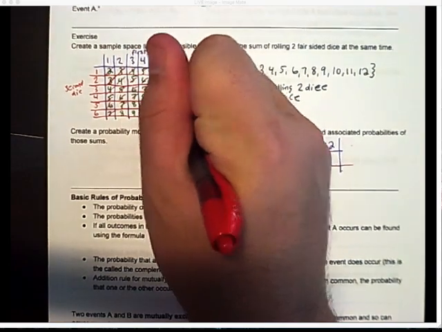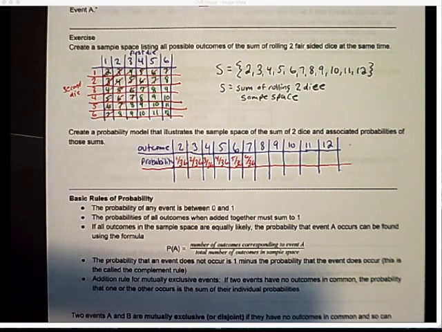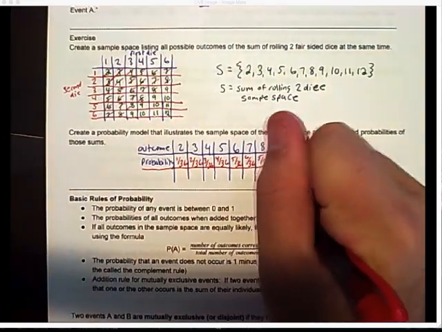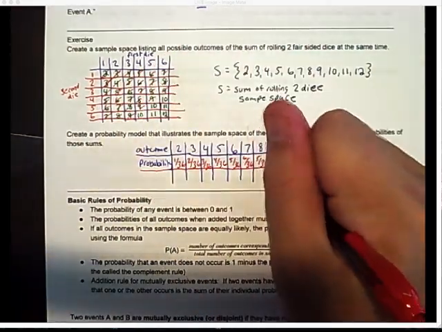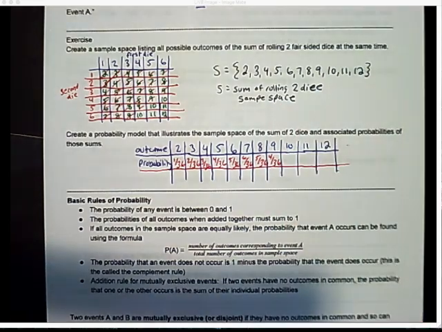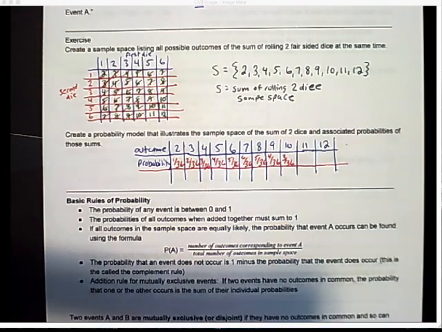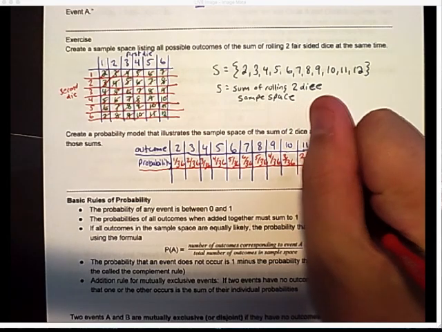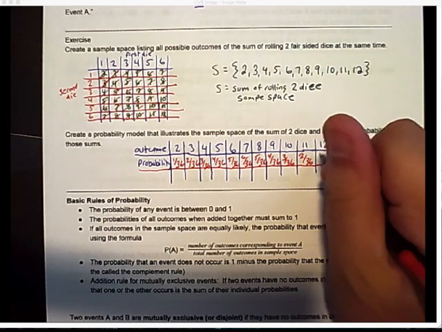Chances that I get a 7, well, there's 1, 2, 3, 4, 5, 6 7s, so 6 out of 36. If we go to 8s, there's 1, 2, 3, 4, 5 8s, so 5 out of 36. 9: 1, 2, 3, 4 9s, so 4 out of 36. 10s, there's 3 10s, so the probability that I get a 10 sum is 3 out of 36. There's 2 11s, so 2 out of 36. And there's only 1 12, so 1 out of 36.